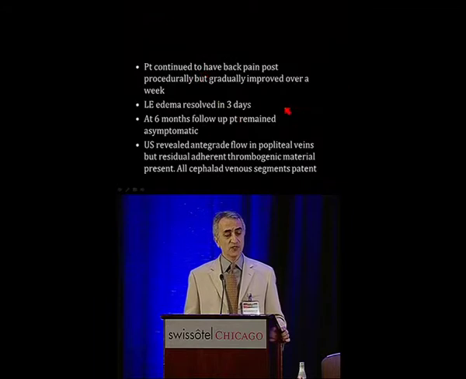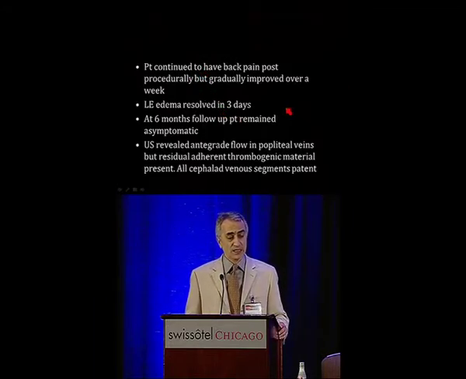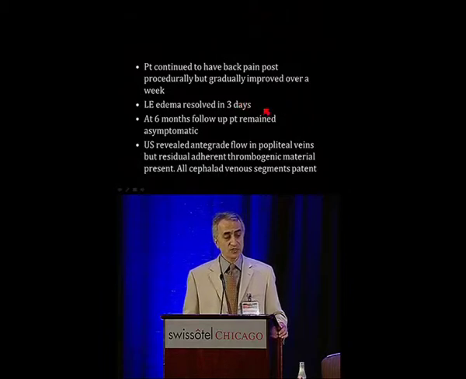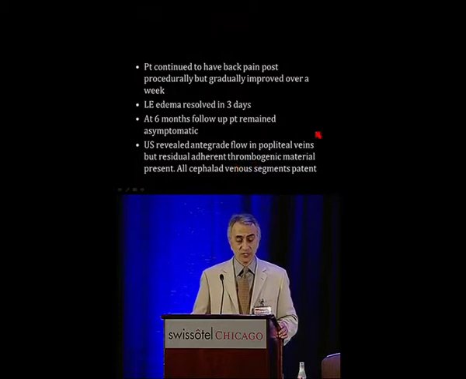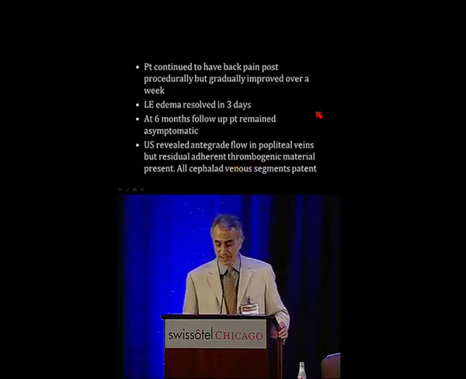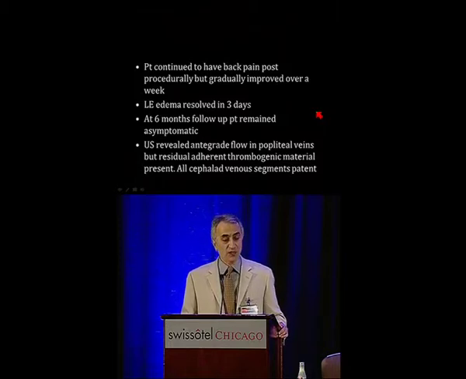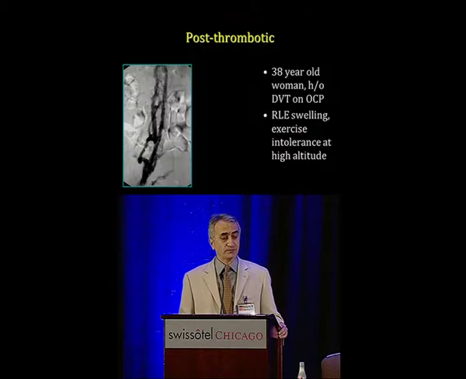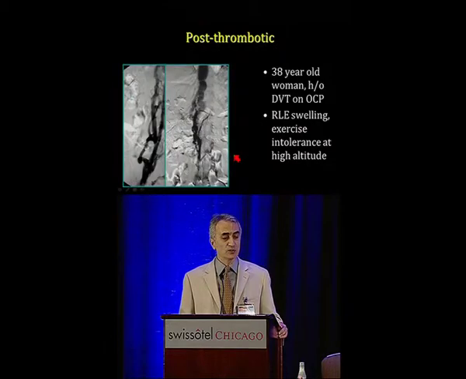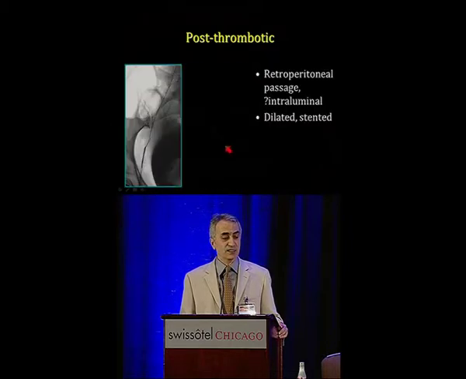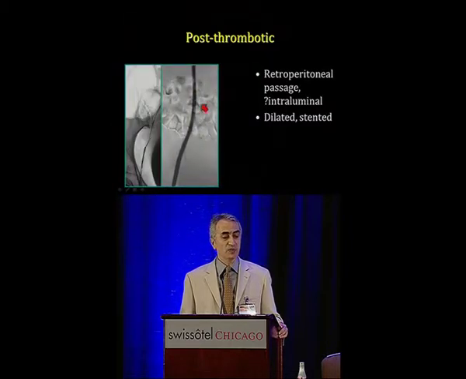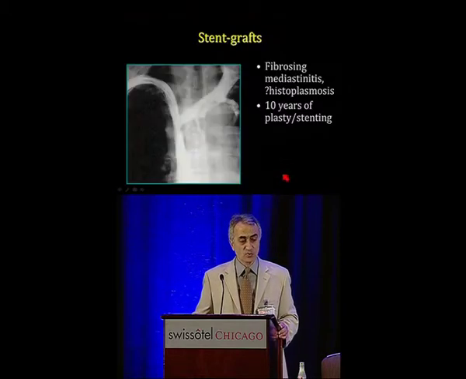So the patient continued to have some back pain for about a week, which improved. That's probably because of the expansion of the cava by the stents. Lower extremity edema resolved. At 6 months follow-up, the patient remained asymptomatic. Ultrasound follow-up showed, now I have 1 year follow-up on this kid, and everything is still patent, despite the fact that I thought that he may actually thrombose fast. Post-thrombotic, same way. This is an older patient. This is obviously not cava. This is the azygos. This was recanalized from above and below and stented with great patency.